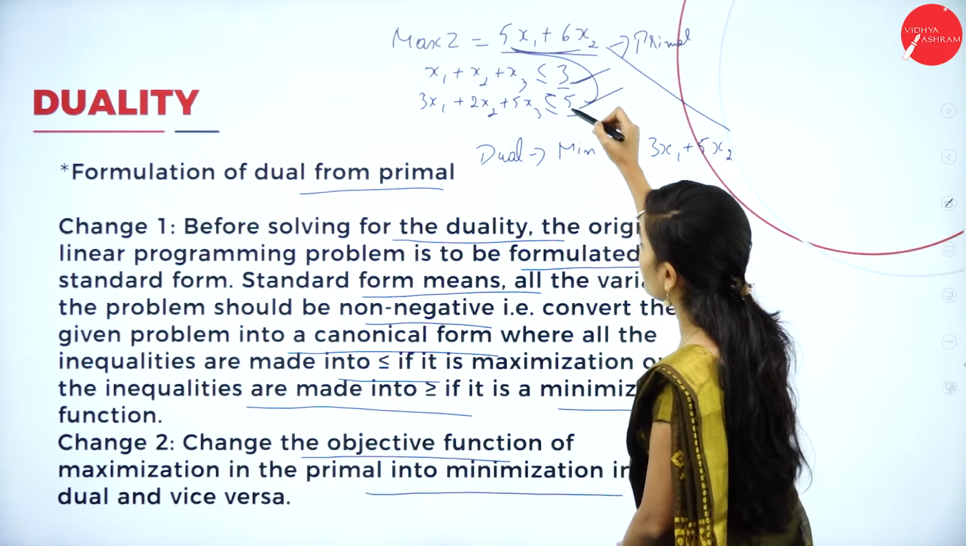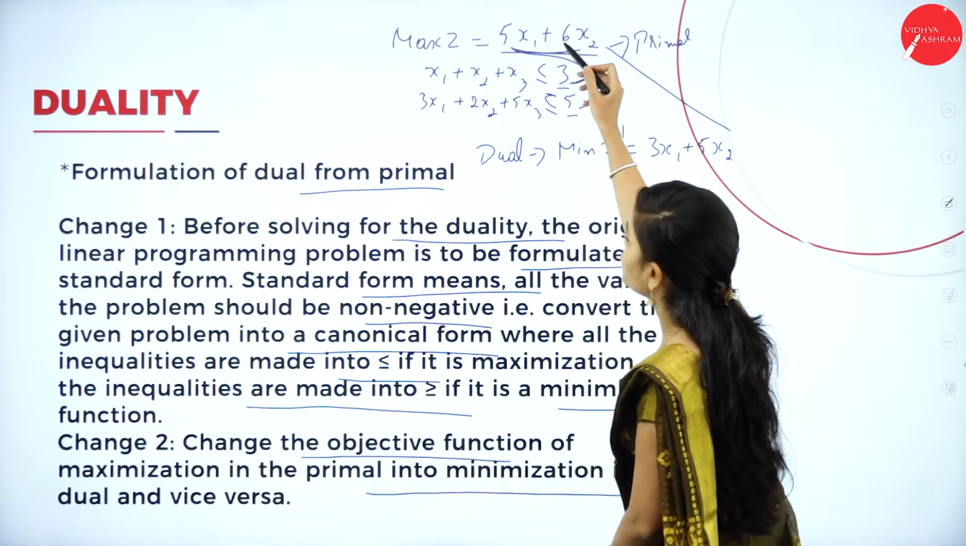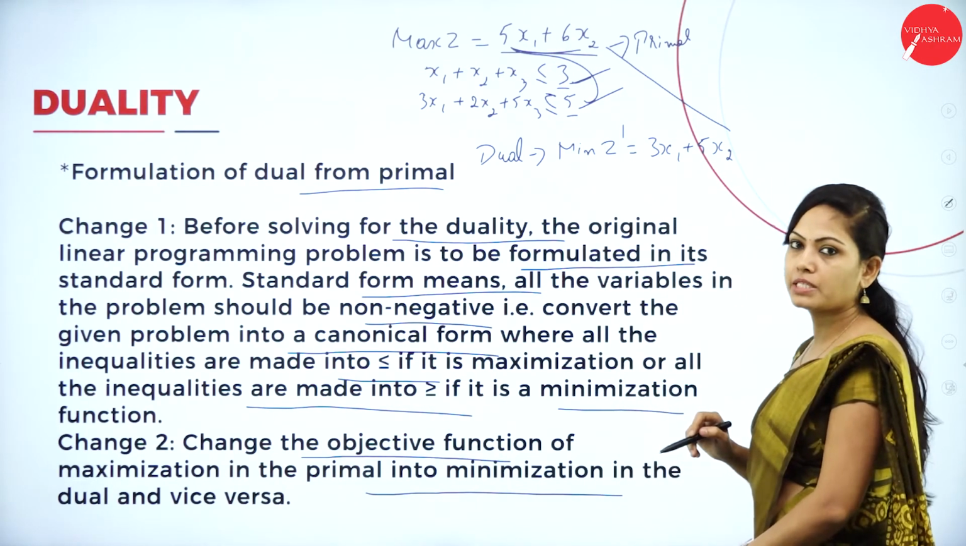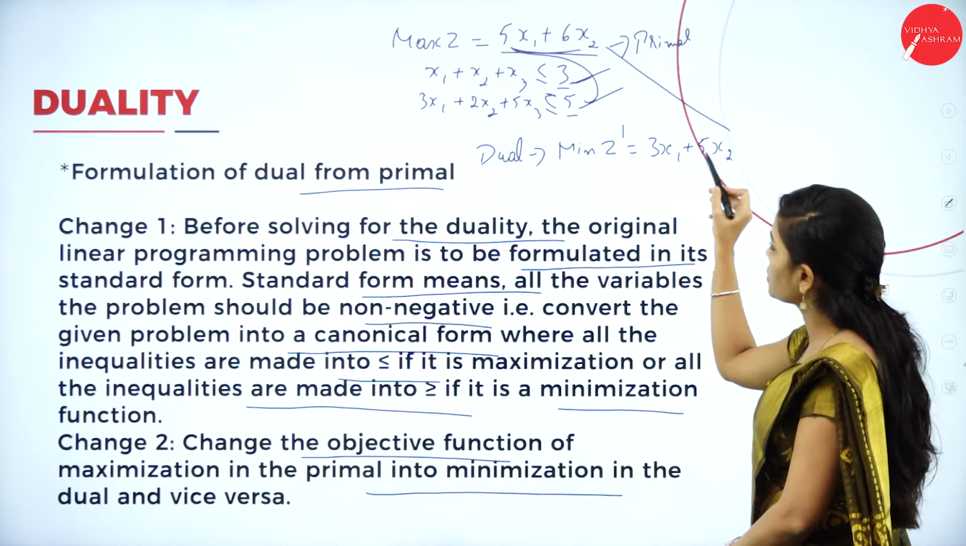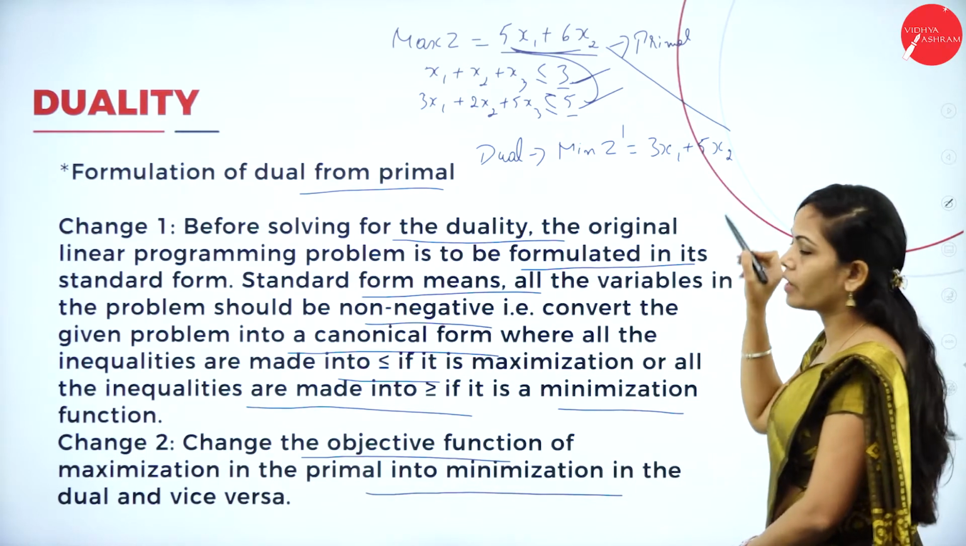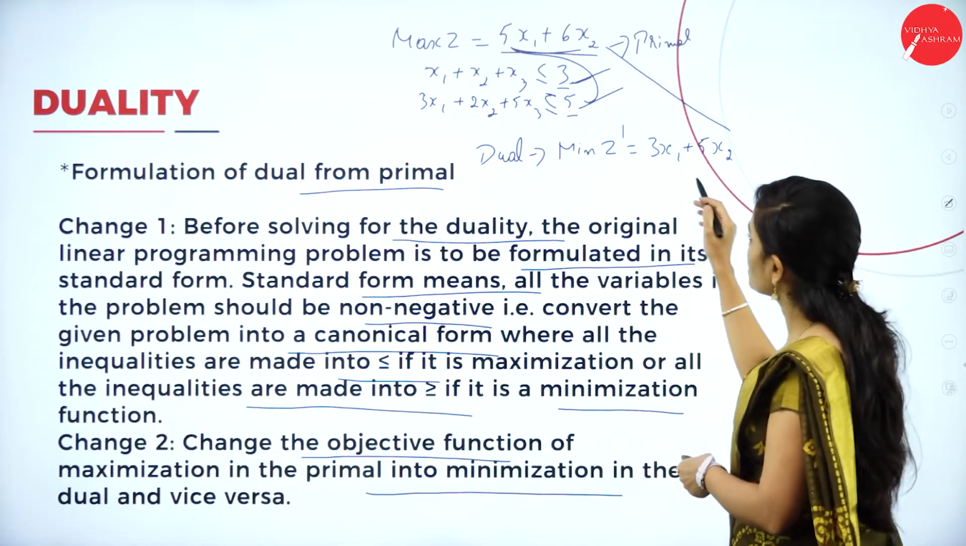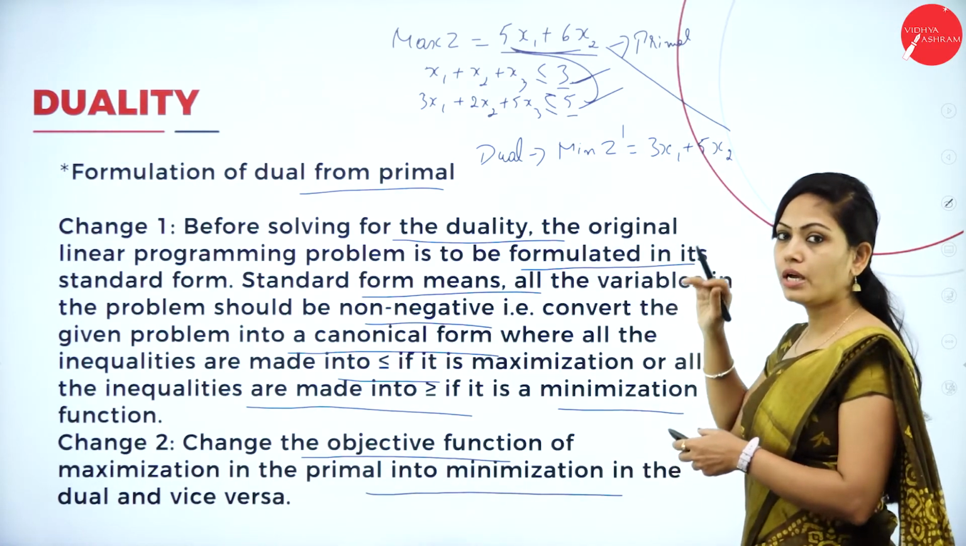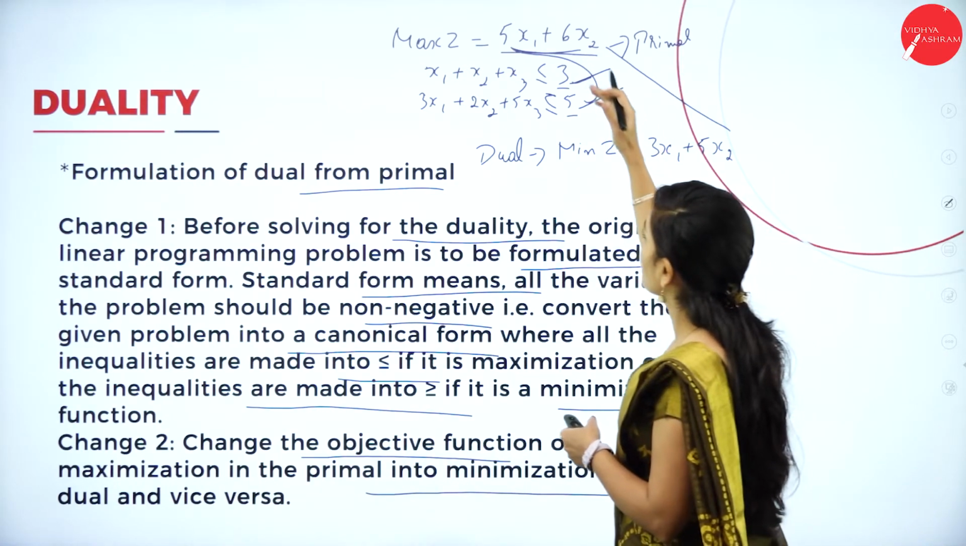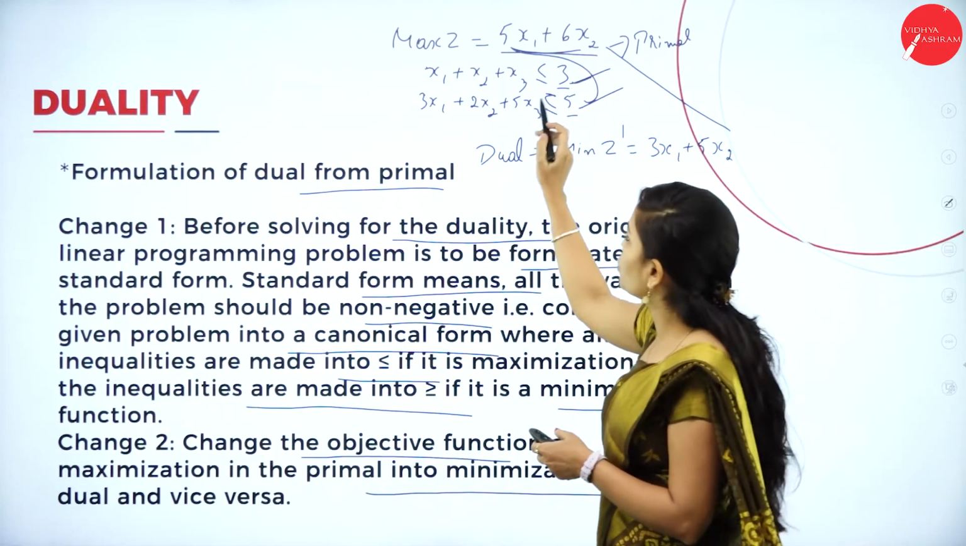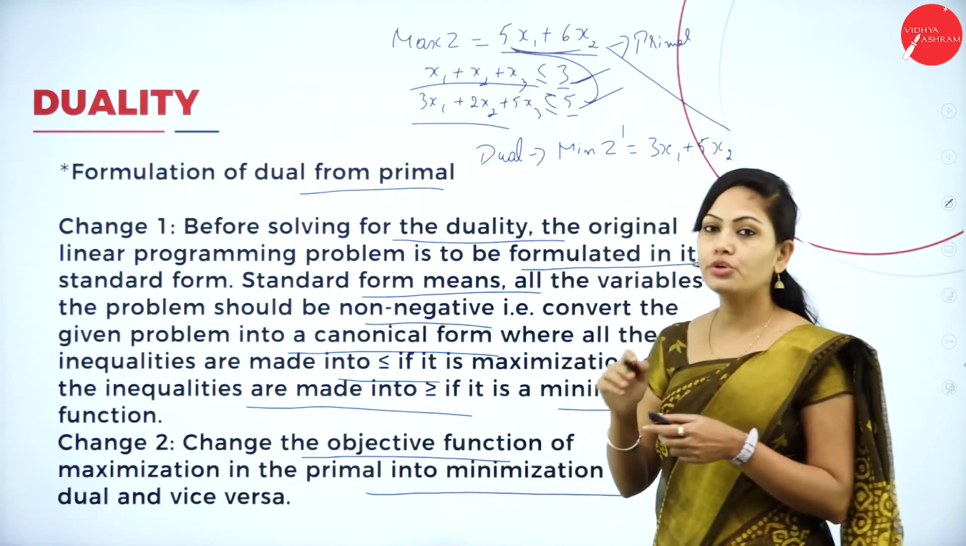You just observe this primal objective function and dual objective function. So the RHS values will become the coefficients of the maximization. So the coefficients of the objective function become 3x1 plus 5x2. So this is your primal problem, and the objective function has been converted. Now, how to convert the constraints into dual?